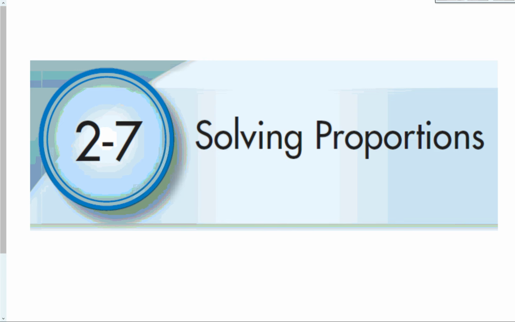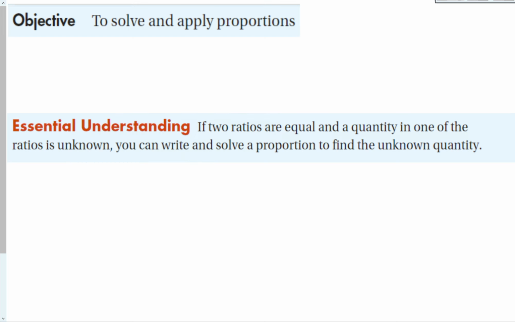2-7, solving proportions. So our objective for this section is to solve and apply proportions. In the last section, we talked a lot about ratios. Now we're going to talk about proportions. And our essential understanding is that if two ratios are equal and a quantity in one of the ratios is unknown, you can write and solve a proportion to find the unknown quantity.